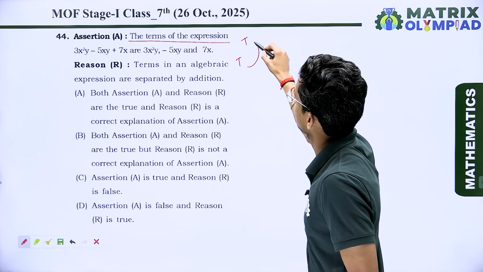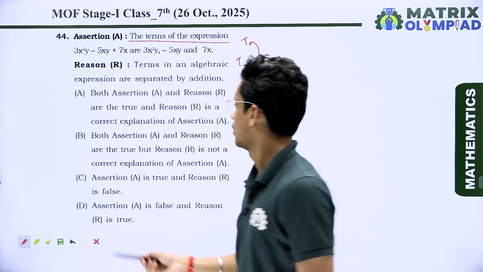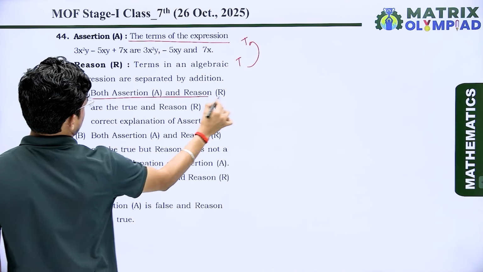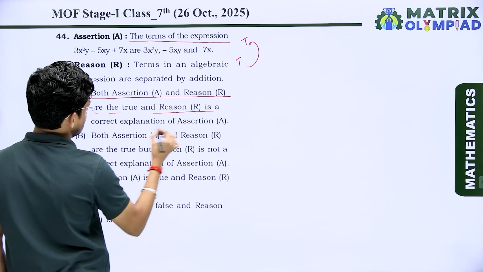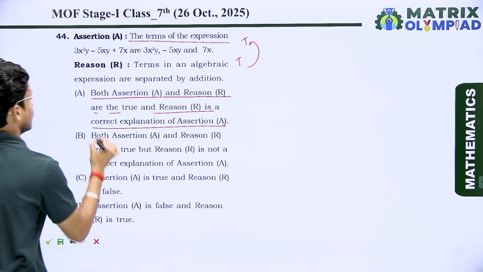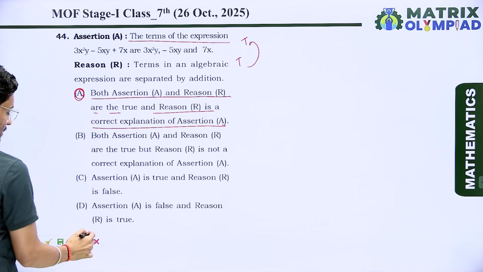And the reason is the correct explanation of the assertion. So here we can say that both A and R are true, and R is the correct explanation of A. It means option number A is the correct answer.